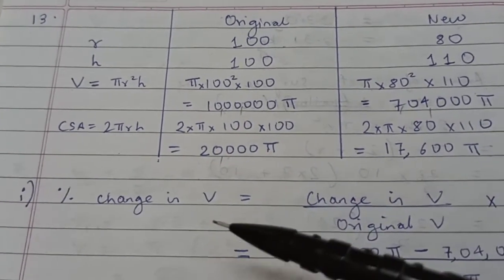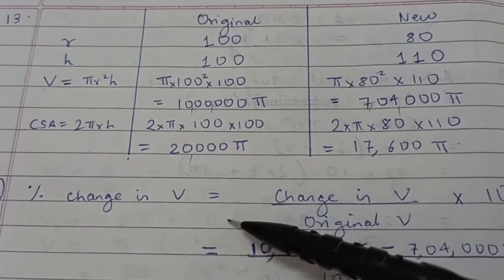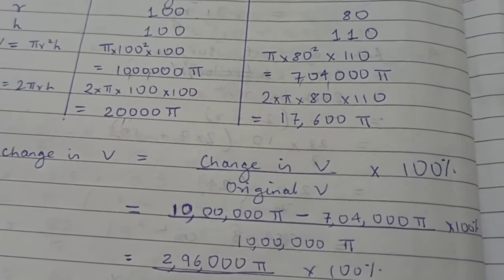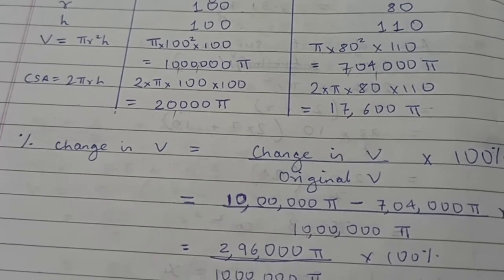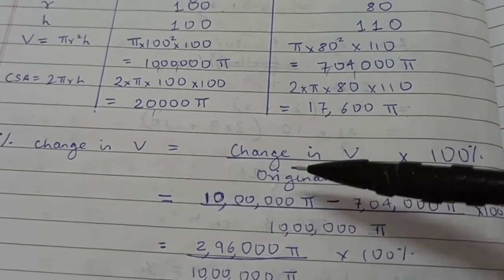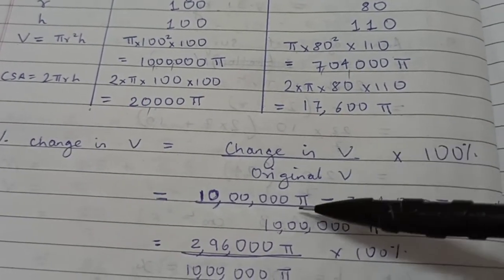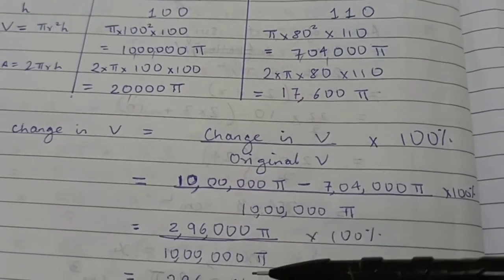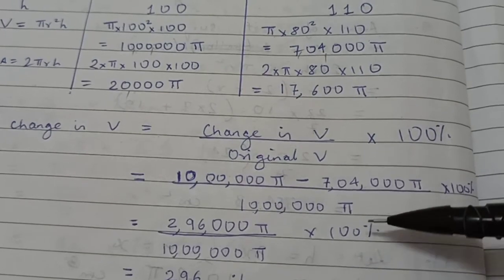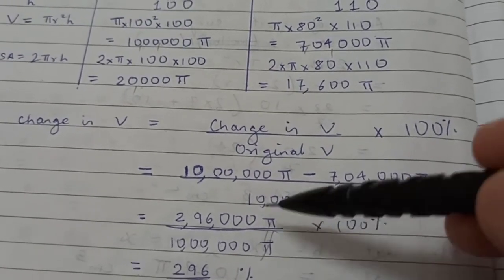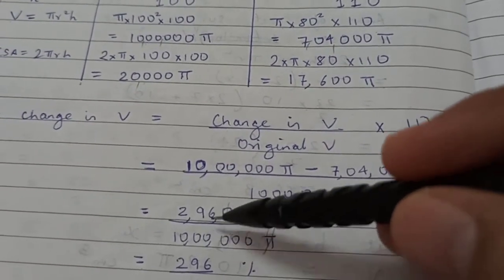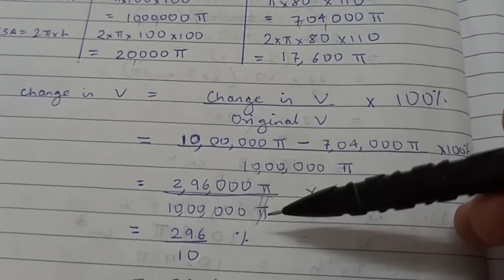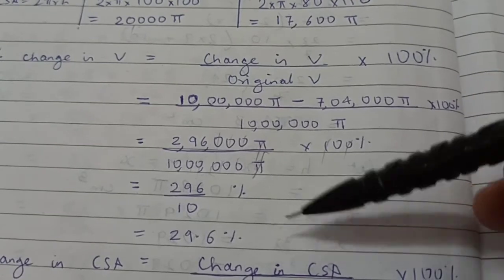First, percentage change in volume. The formula is change upon original into 100%. That's the formula for finding percentage change of anything. Change in volume, the difference is 2,90,000 pi upon the original into 100%. Don't forget into 100%. Pi gets cancelled. Zeros cancel. Divide by 10, shift the decimal place. 29.6% is the answer.